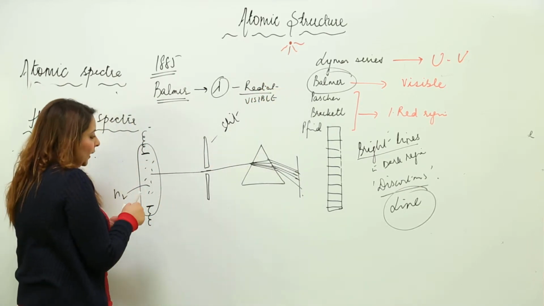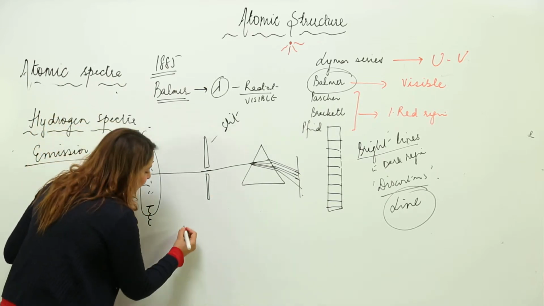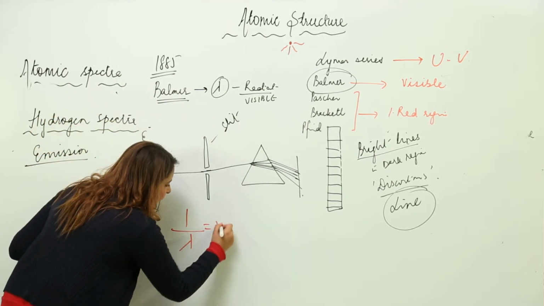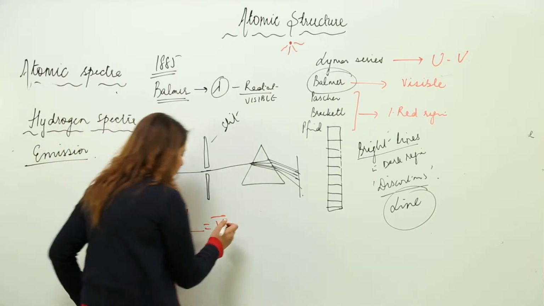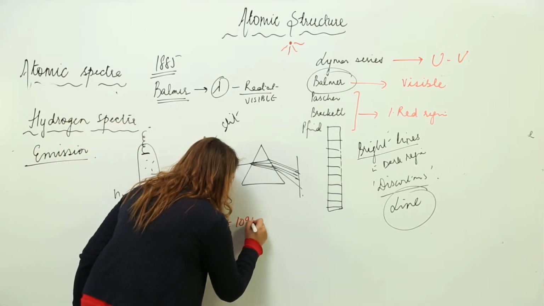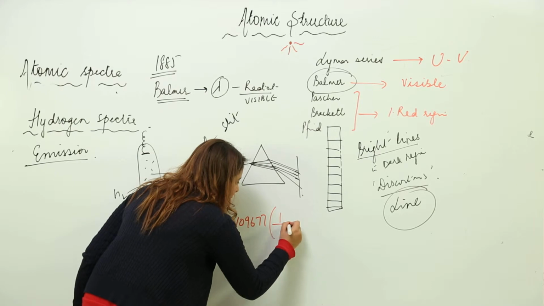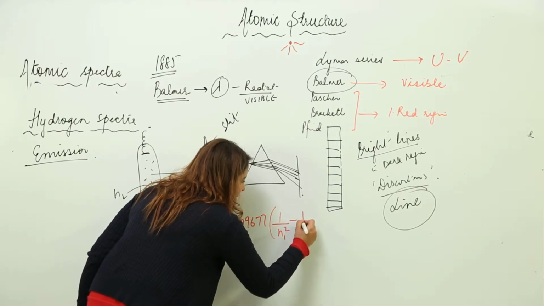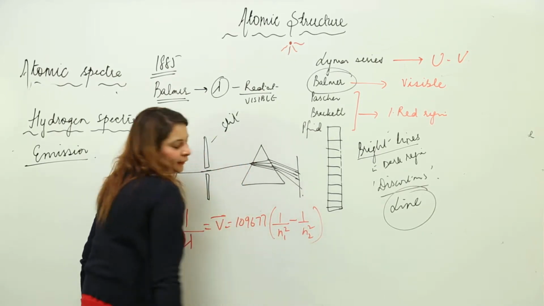And what was the formula? I am writing here: 1 over lambda, which is the wave number, is equal to 109677 times (1 over n1 square minus 1 over n2 square), right.